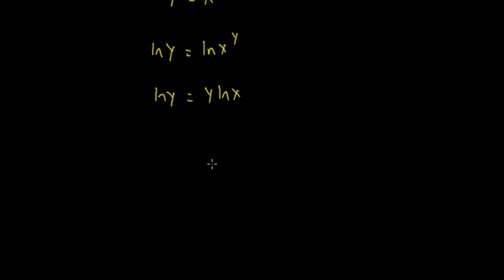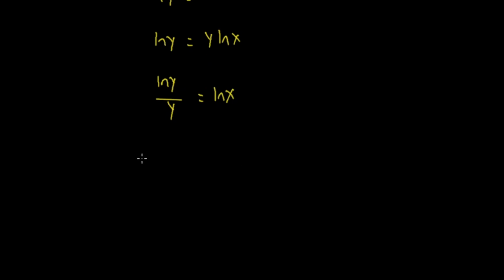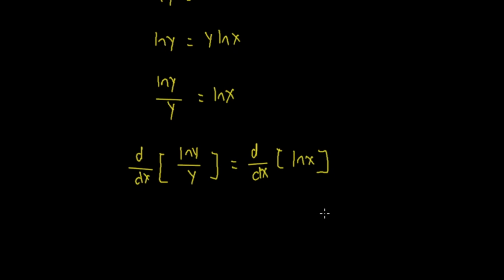Now let's move all the y to one side and all the x to one side. So I will divide both sides by y here. ln of y over y is equal to ln of x. Now I can take the derivative of both sides with respect to x. Like this.